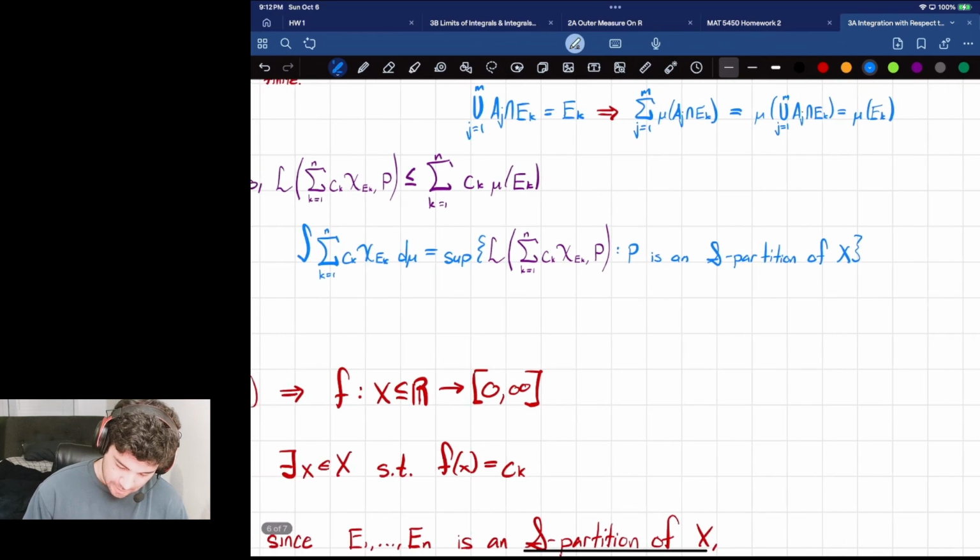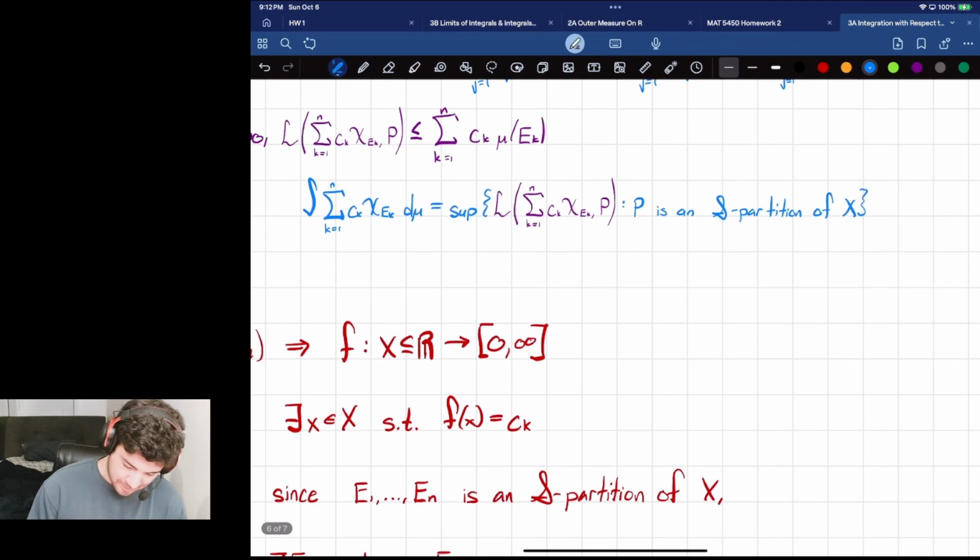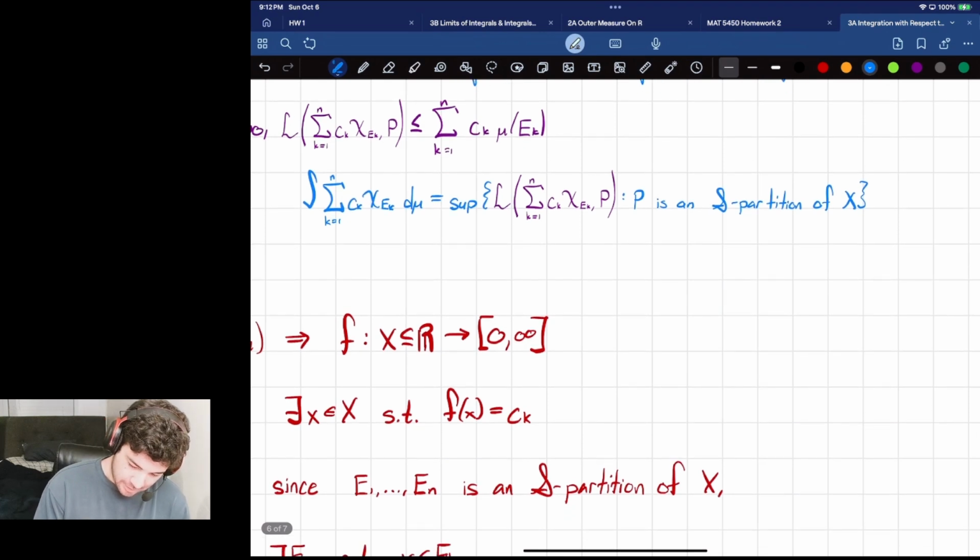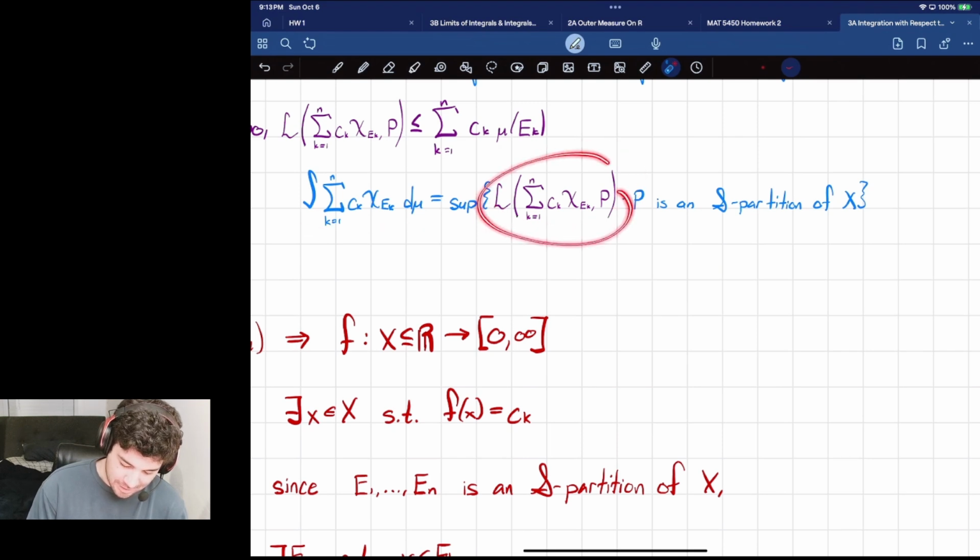Okay. So this basically tells you that this guy is less than or equal to this guy, right? Because these are all the upper bounds. No. This is the least upper bound of everything in the set. So this is actually less than or equal to this.